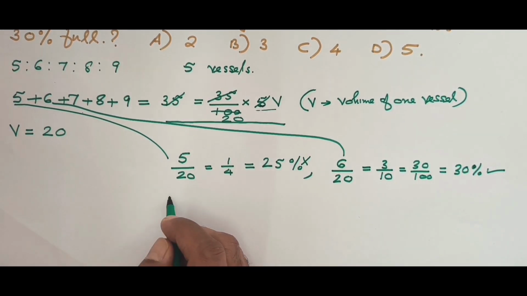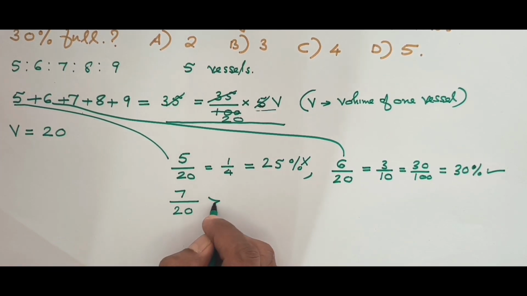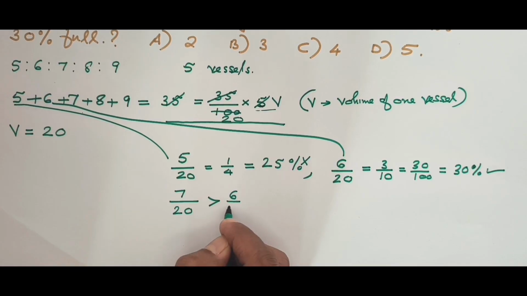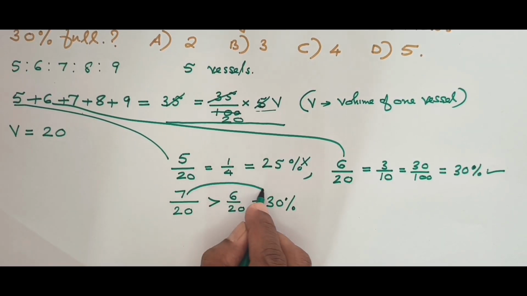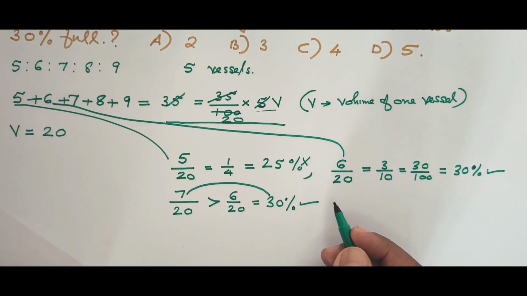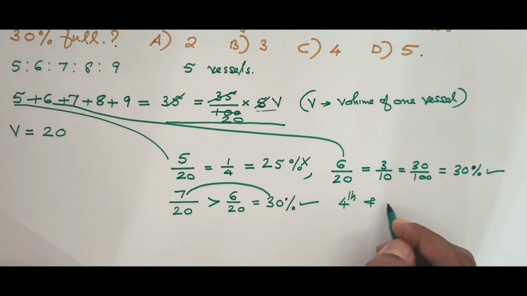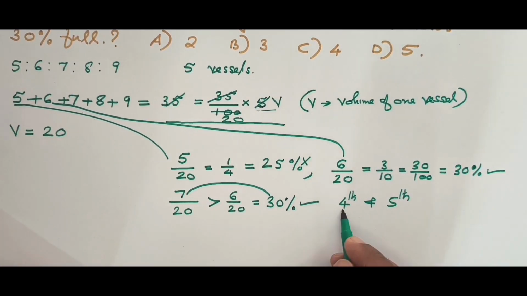Similarly, if you work out the percentage level of water in the third one, which has 7 liters of water, you get 7 out of 20. Obviously, this is bigger than 6 out of 20. See, third vessel has more than 30%. So this is also to be included. Using the same reasoning, the fourth and the fifth vessel are also to be included. Fourth and fifth. This is the second, this is the third, fourth, fifth.